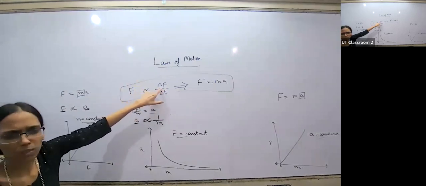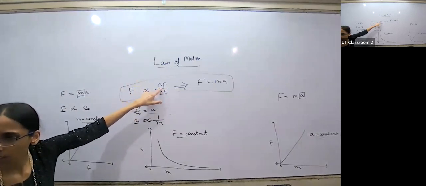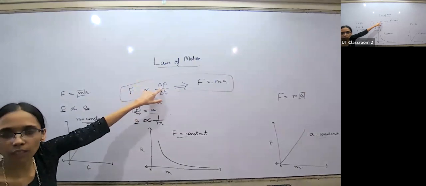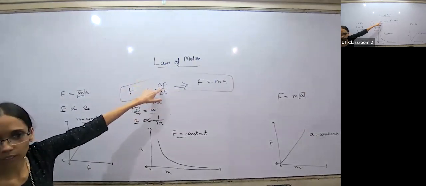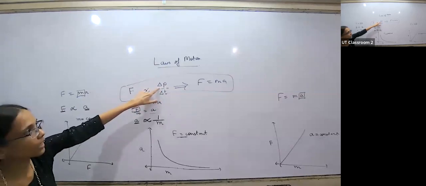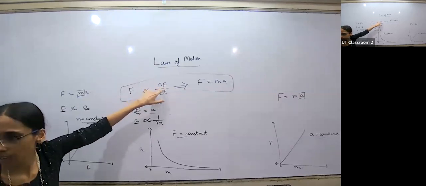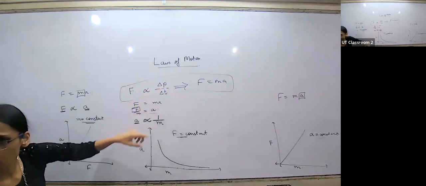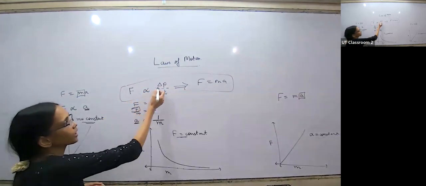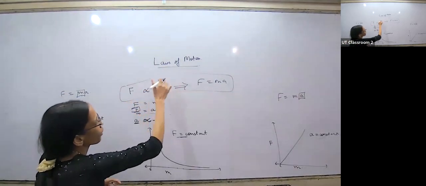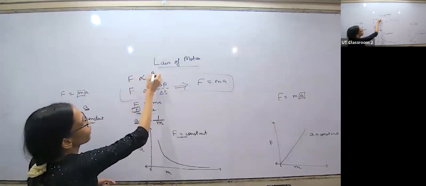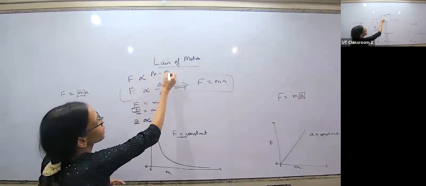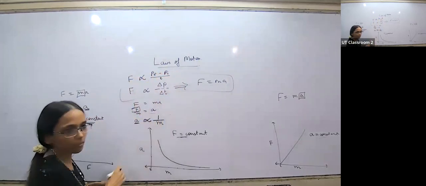So delta P means what? P means what? Momentum. P means momentum. Delta P means what? Shiva, you were not there. Delta P means what? The delta sign means the change. Change in momentum, instead of the words we write delta P. In fact, you can also write it like this: force is directly proportional to final momentum minus initial momentum over time, right?